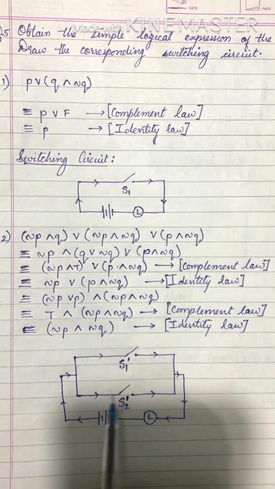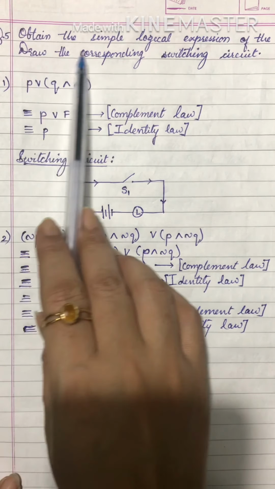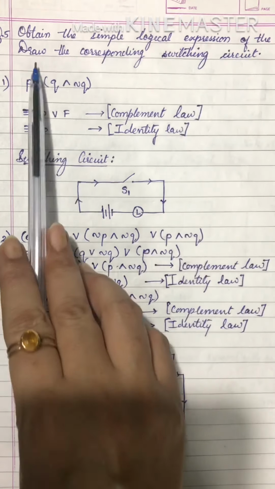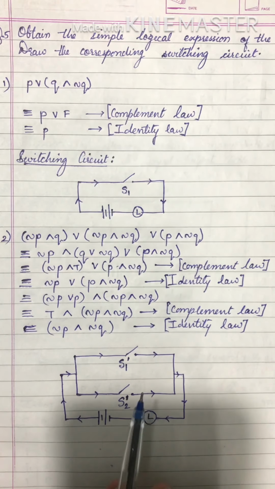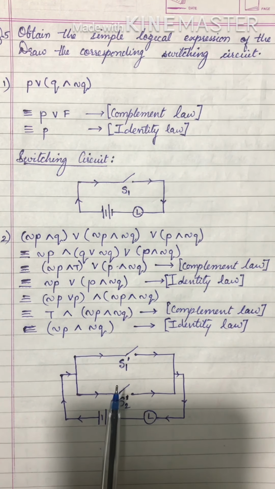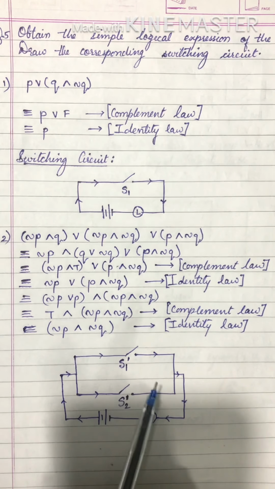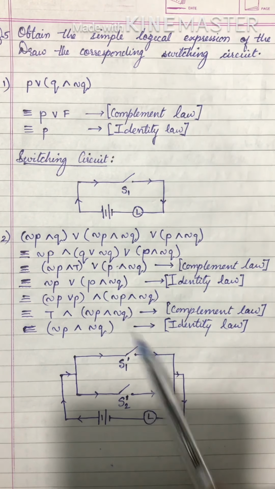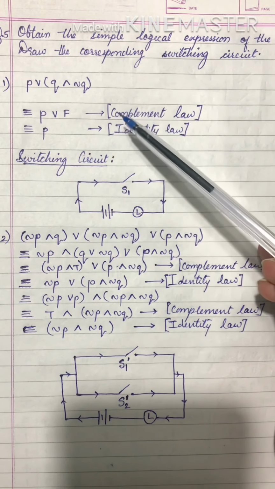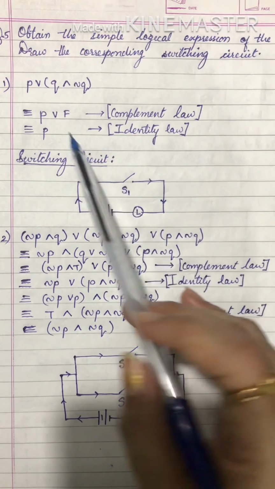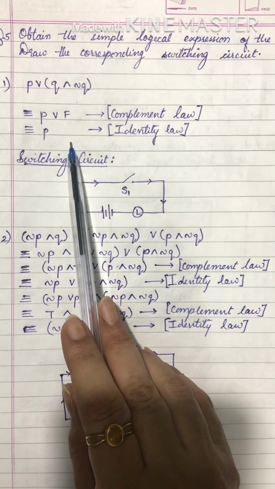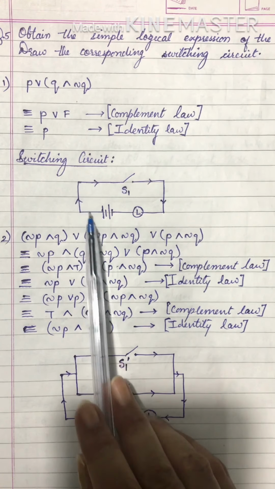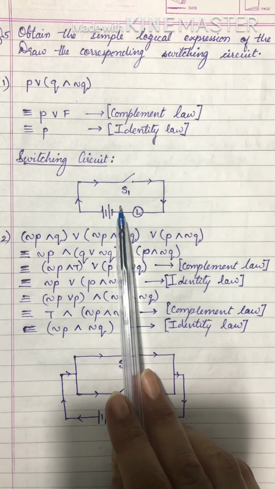Our next and the last question for this video is obtain the simple logical expression of the following. Draw the corresponding switching circuit. Now we have already done such sort of sum in this video itself. Main question number 3 where we have simplified the given switching circuit. We wrote, first of all, the circuit in symbolic form, and then we tried to simplify it, and then we drew the switching circuit in simplified form.